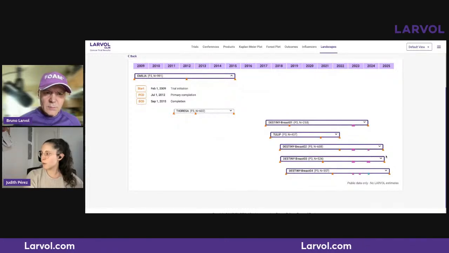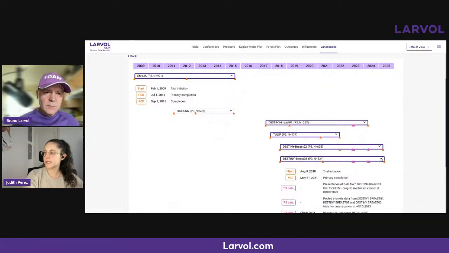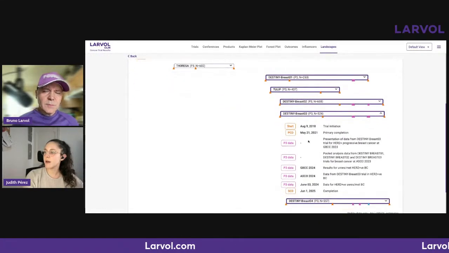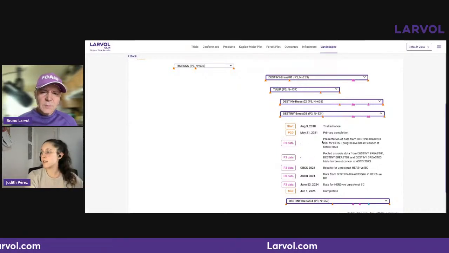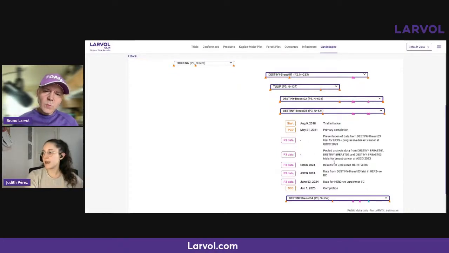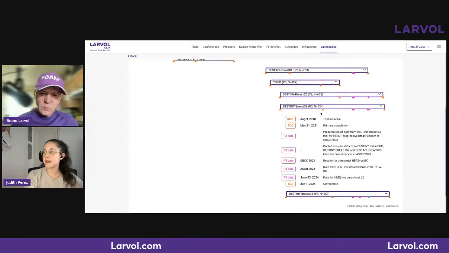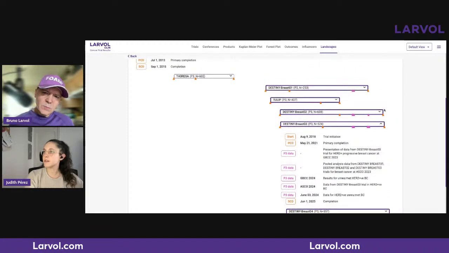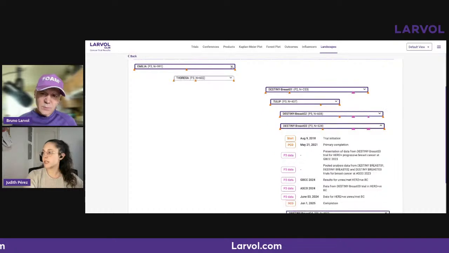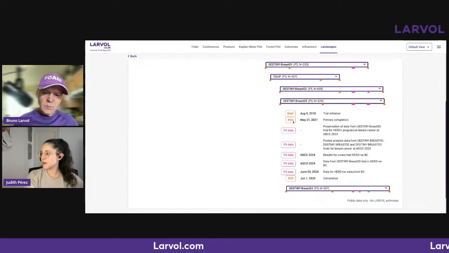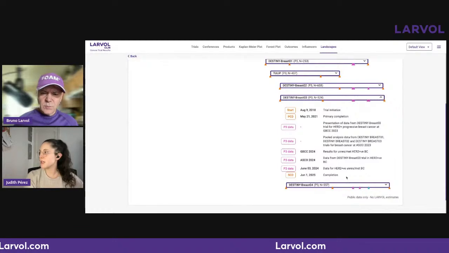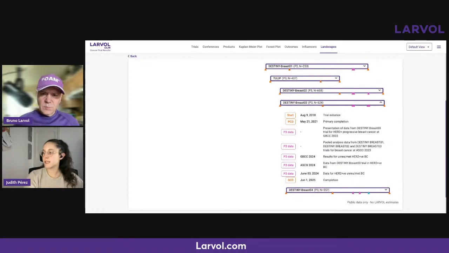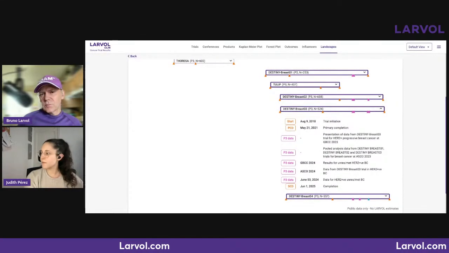And let's get to this later trial, for example, Destiny Breast 03. In here, we also have captured phase 3 data releases at different time points. And we have this timeline structured around these data releases. And we get the trial from trial initiation to completion and all the data releases that may have been going on.